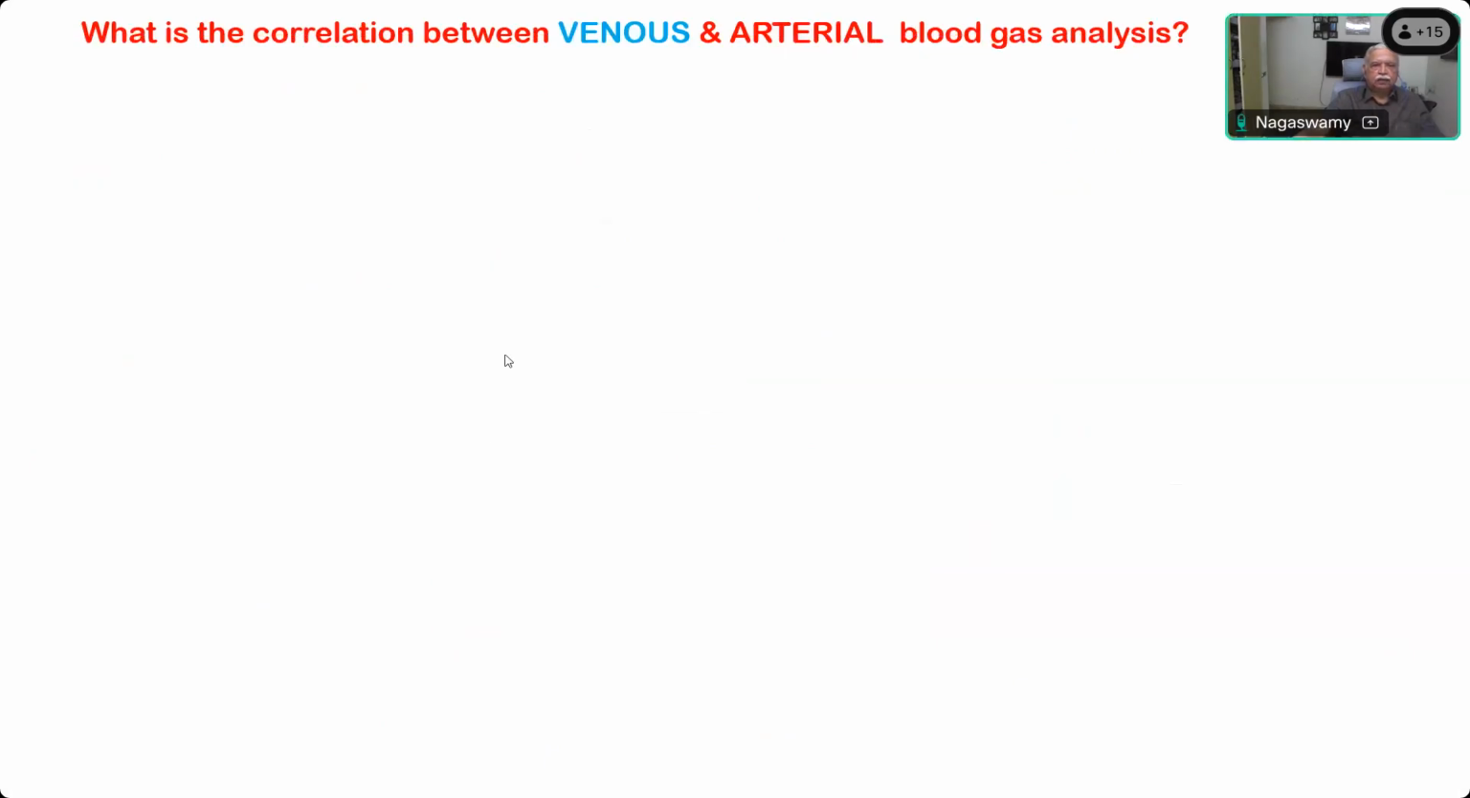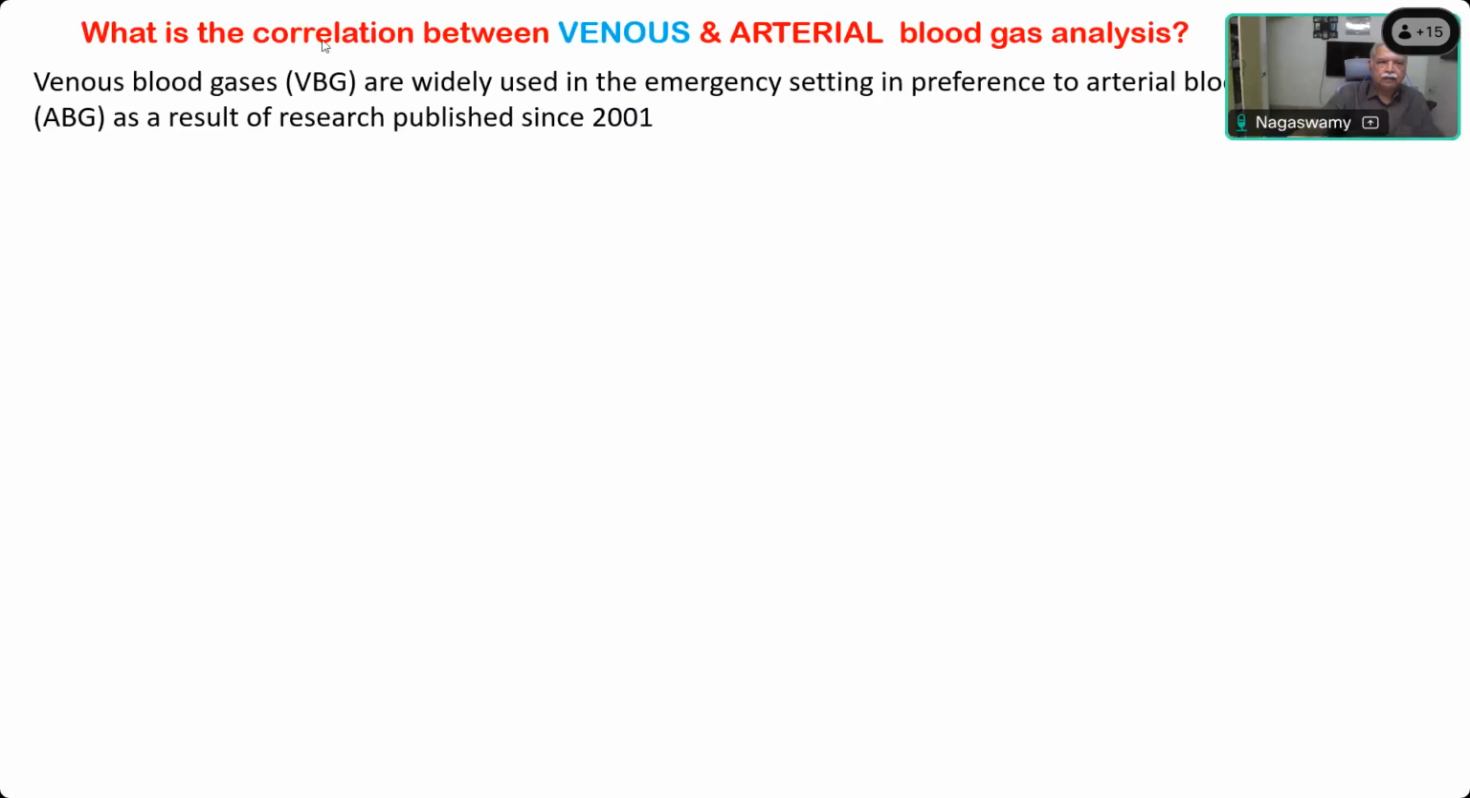Now the correlation between venous and arterial blood gas samples. Sometimes you cannot get the arterial sample all the time, so sometimes you are forced to analyze the venous sample. What is the correlation between these two samples? Are they mostly equal, or do you have some difference? The venous sample will be more acidotic and will have a higher lactate level than the arterial. Venous blood gases are also more widely used in emergency settings in preference to serial settings.